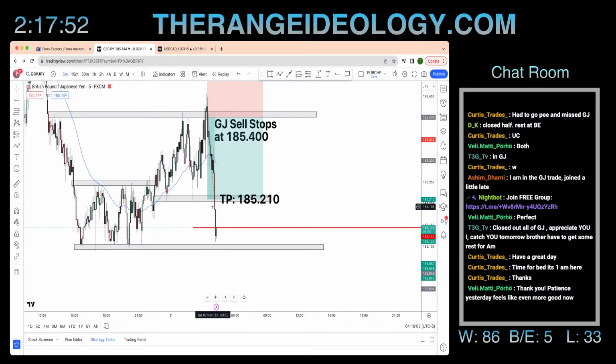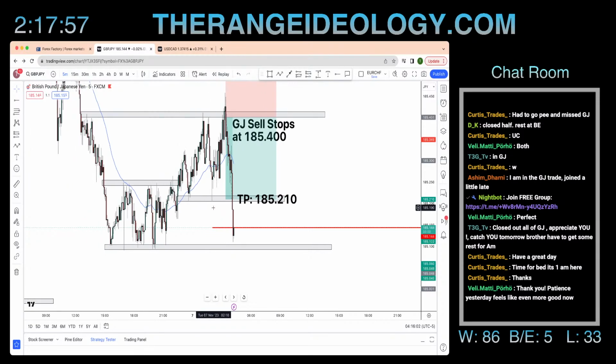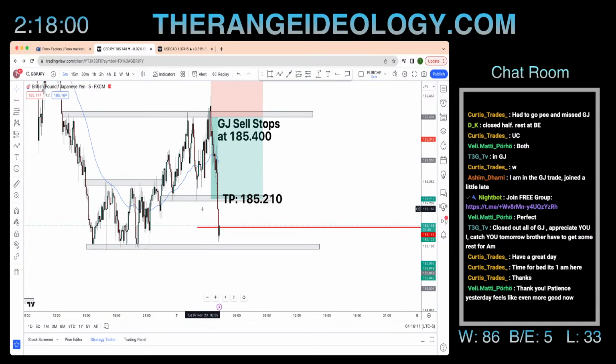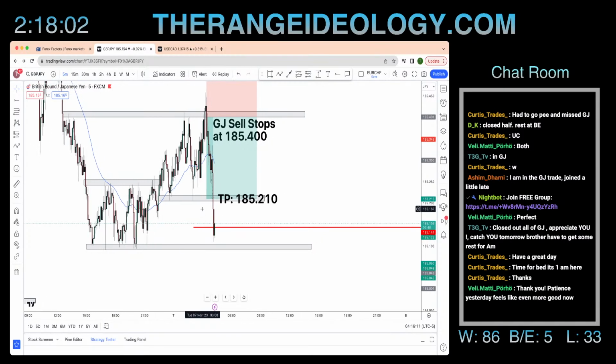Patience yesterday feels like even more good now. Right? Yes. Again, every game plan, every trade, we have to meet with patience and discipline and follow our game plan. That's key. No matter what happens, no matter where price goes, we have to be strict with our plan, right? If we follow our plan and we know that there's an edge, and of course I wouldn't be up here on YouTube every day professing there's an edge without any results, right?